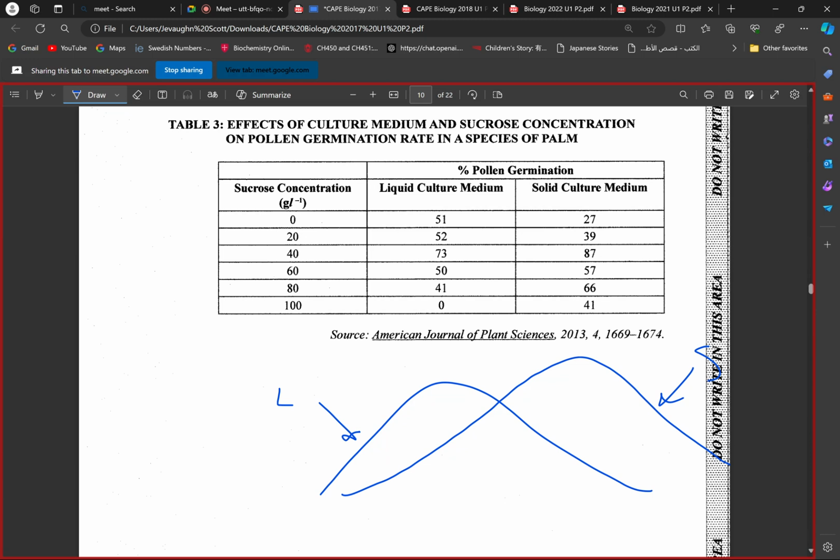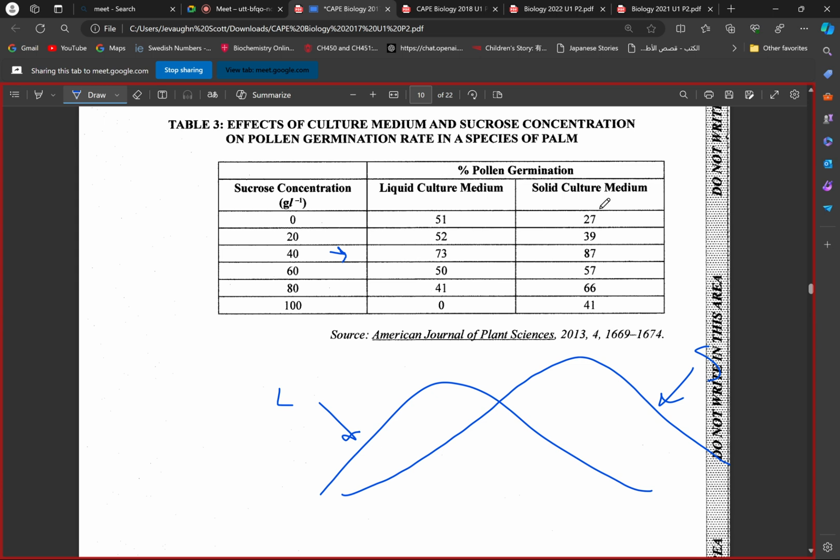So we're looking at the fact that both of them will steadily increase as the sucrose concentration increases, and then start to fall off after a certain point. Both of them have their maximum at around 40 for the concentration. So you just have to plot the graphs in order to make that known.